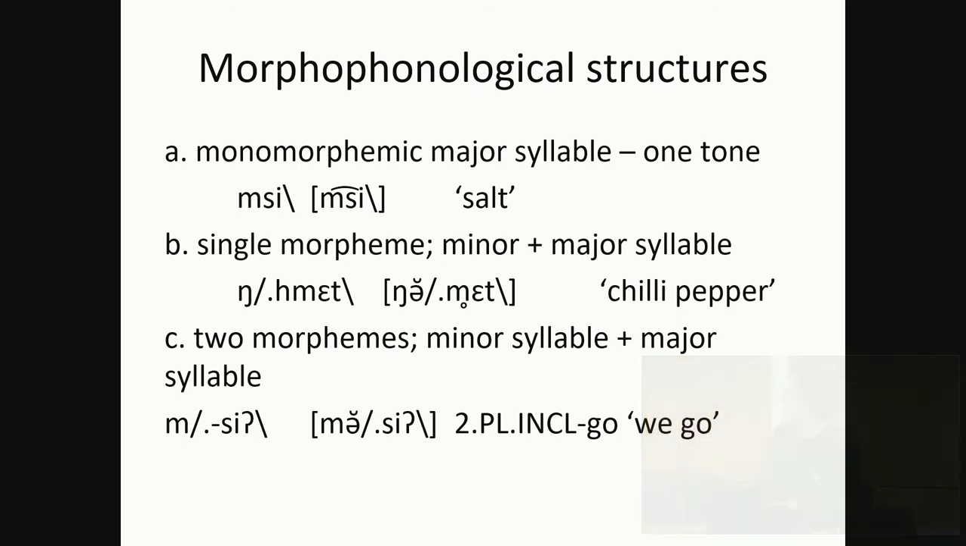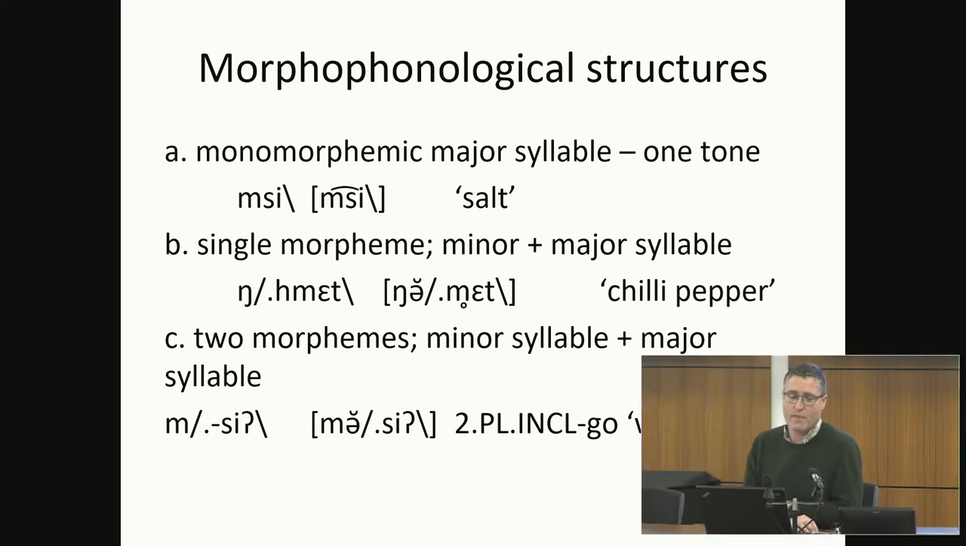Some morphophonological structures. So you have syllables with one tone, and you can have some very unusual MS clusters. So that's one syllable, there's no morpheme boundary in there. You can only really see it in B, a single morpheme with a minor and a major syllable, so nmet.